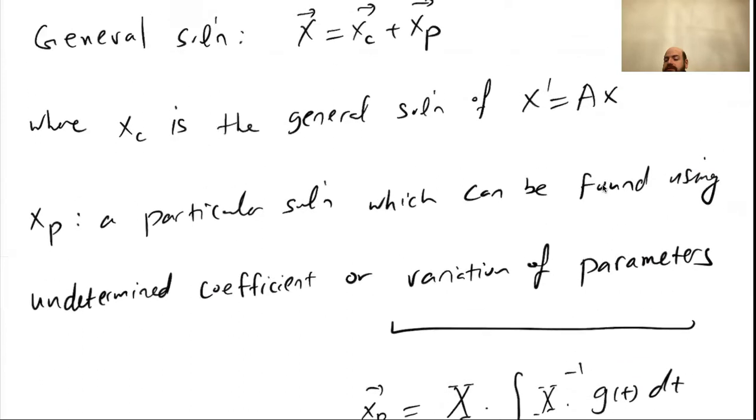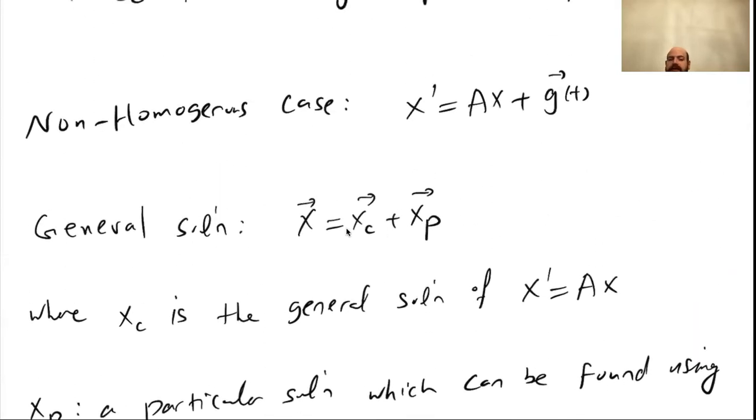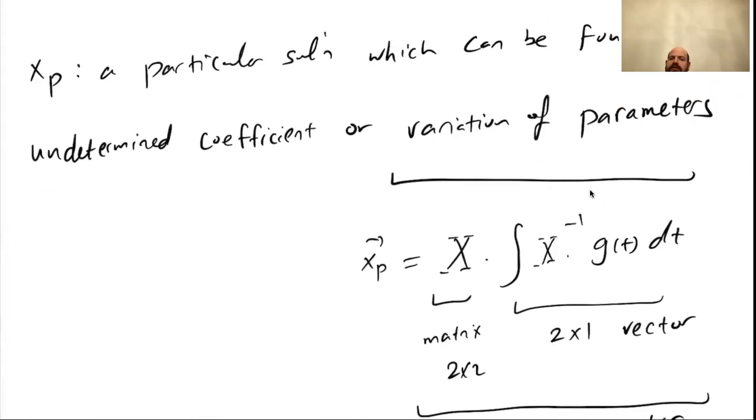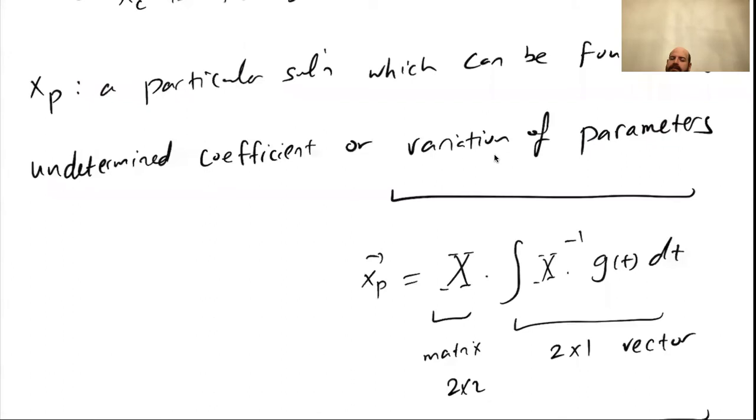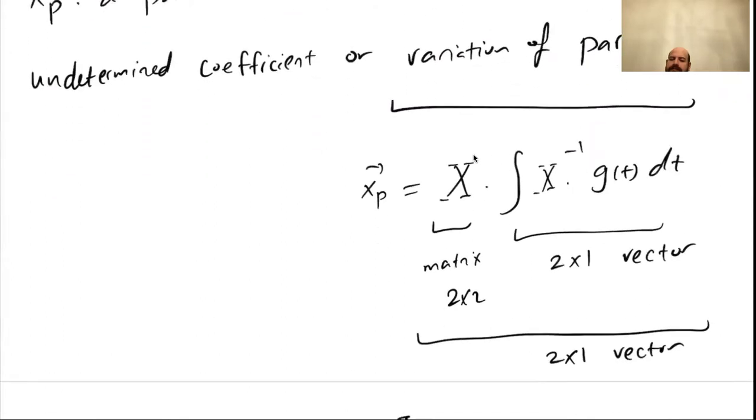And then the general solution, as we explained earlier, can be written as xc plus xp. This one is the general solution of x prime equals Ax, and this one is a particular solution which can be found using this formula or using the undetermined coefficients method.